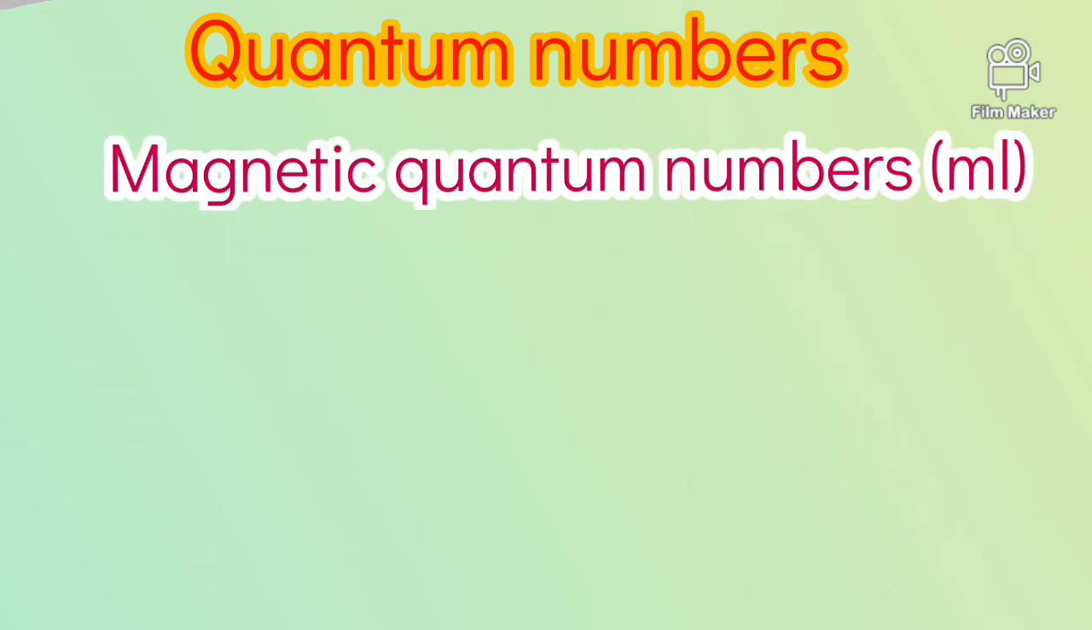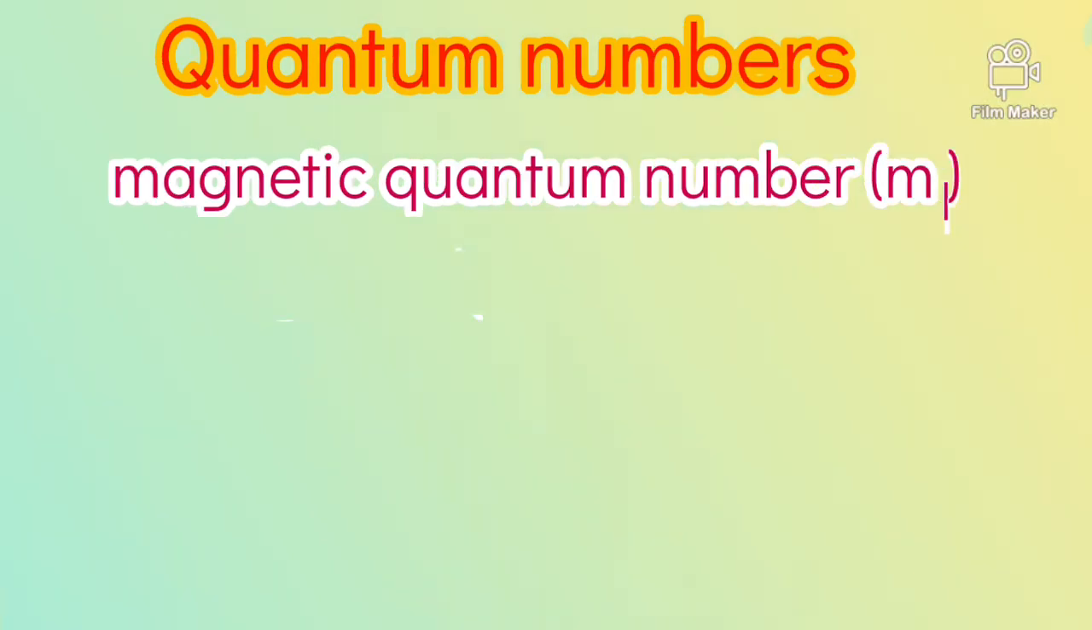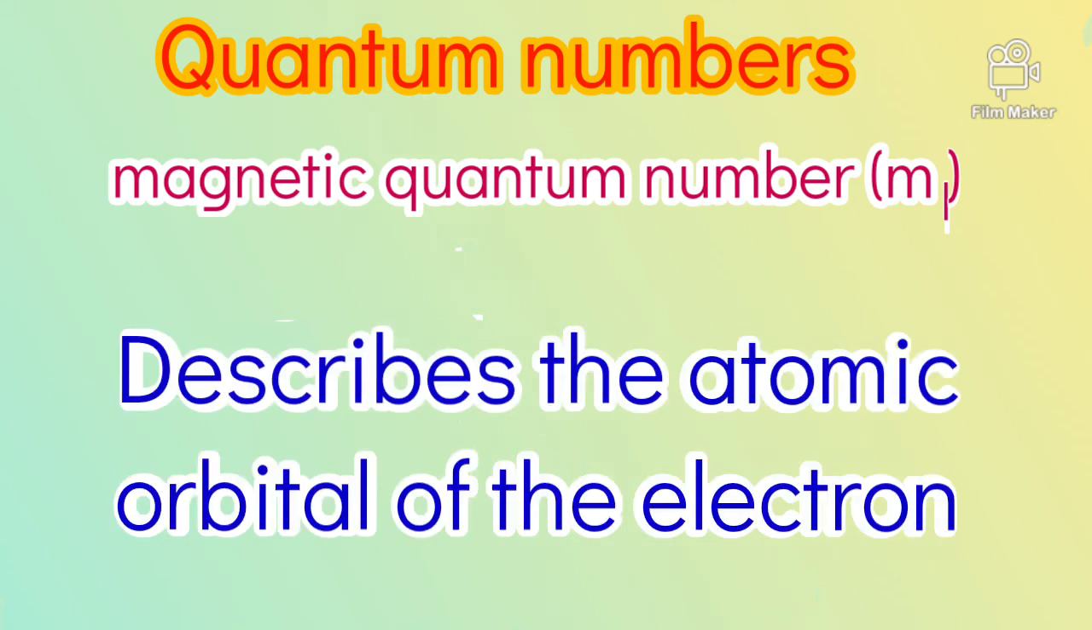Then next quantum number, third one is the magnetic quantum number. We give the symbol ml. The azimuthal quantum number gets the symbol l. Principal quantum number gets the symbol n. Magnetic quantum number describes the atomic orbital of the electron.